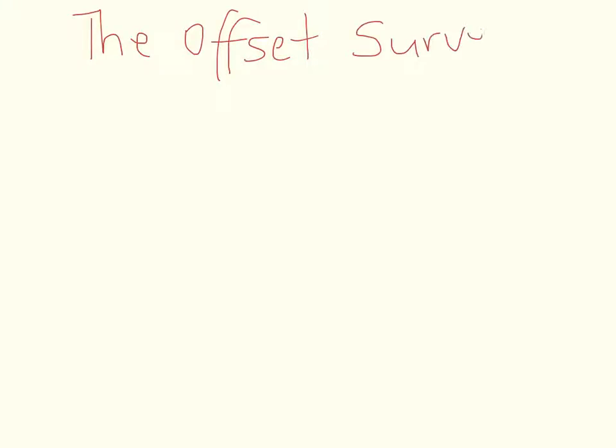We're going to look at the offset survey. In this method, the area of a polygon is found. So if we had some points here, here, here, here, and here, and we wanted to find the area of this, this is one of the methods we can use.